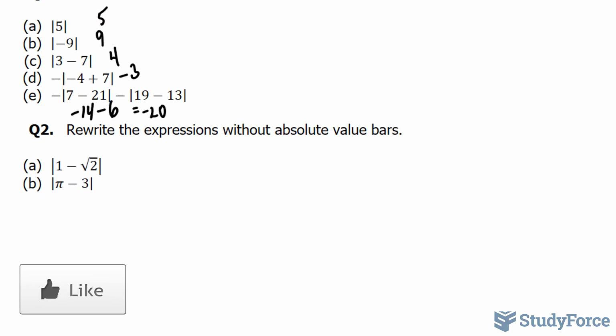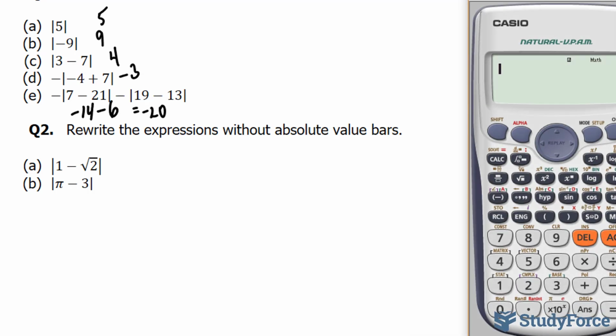In question number 2, they ask, write the expressions without absolute value bars. So we have the absolute of 1 minus the square root of 2. If I evaluate 1 minus the square root of 2 on my calculator, I get a negative number, and I'll show you that. I end up with negative 0.4142.